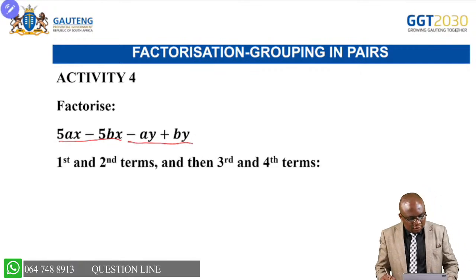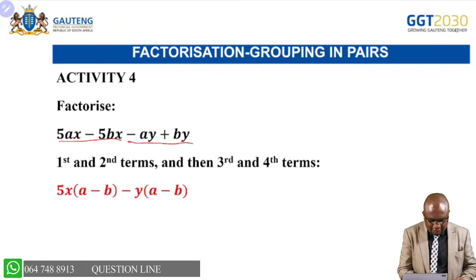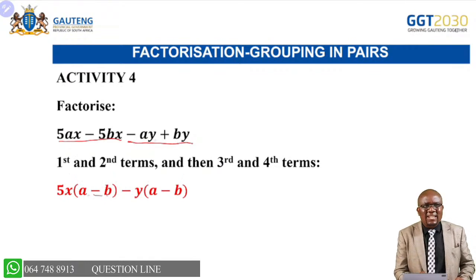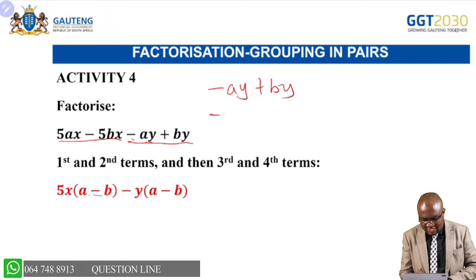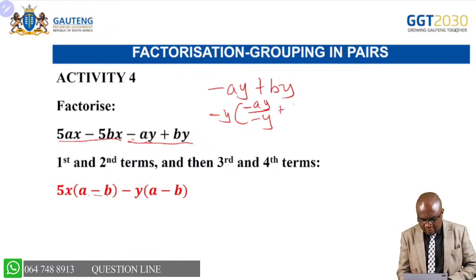Now, you can factorize the first two and get 5x outside. Then you get a minus b. And then factor out negative y. Negative y. Do you see that negative y? And because of that, remember, grade 10, let me just remind you quickly. We have a plus by. And then you factor out negative y. You're saying negative ay divided by negative y, plus by divided by negative y. You see that? And then negative divided by positive divided by negative, you are going to get negative.